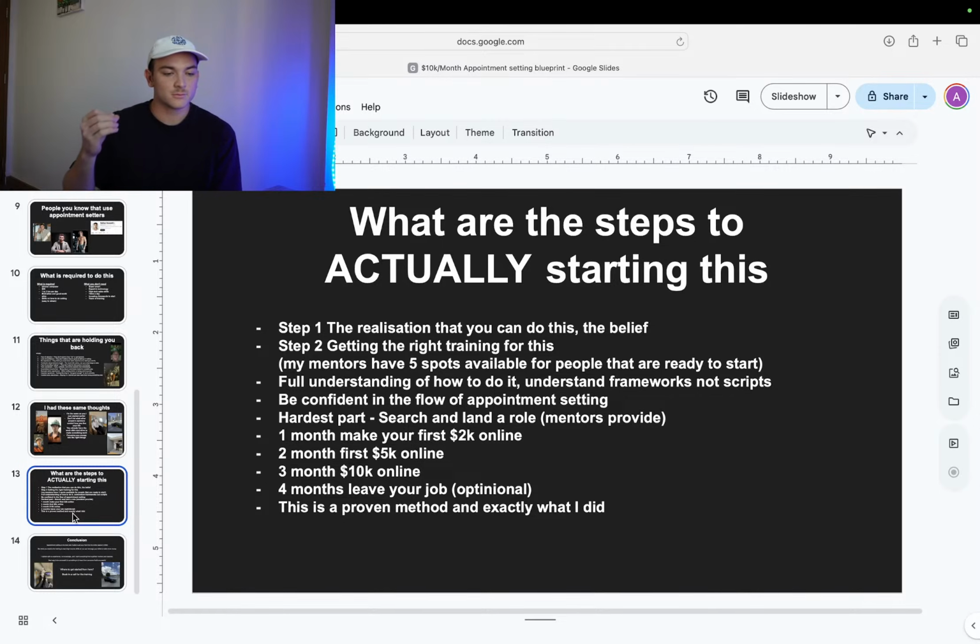1 month, make your first 2K online. 2nd month, make your first 5K. 3rd month, make your first 10K. 4th month, leave your job if you want, optional. This is the exact method that I took. So everything is laid out for you.